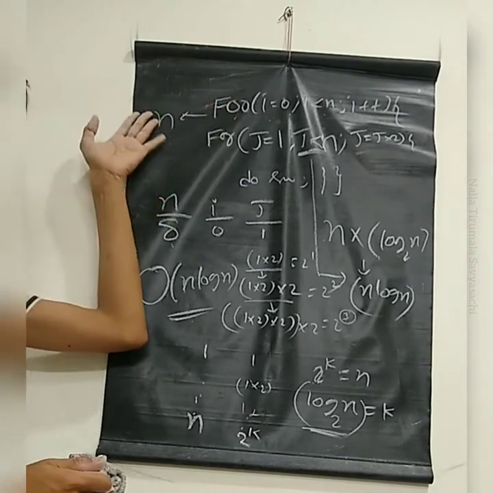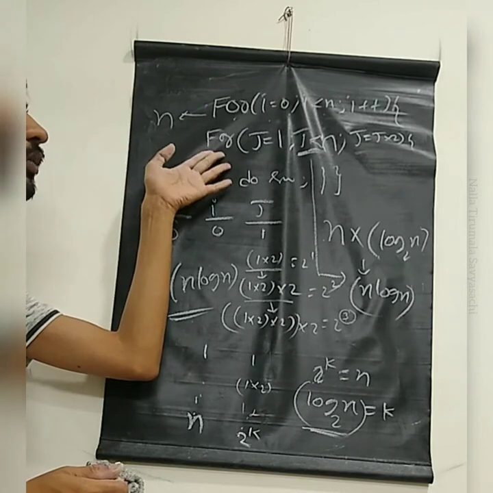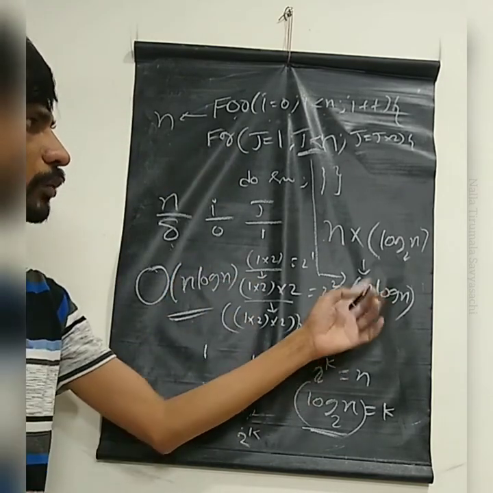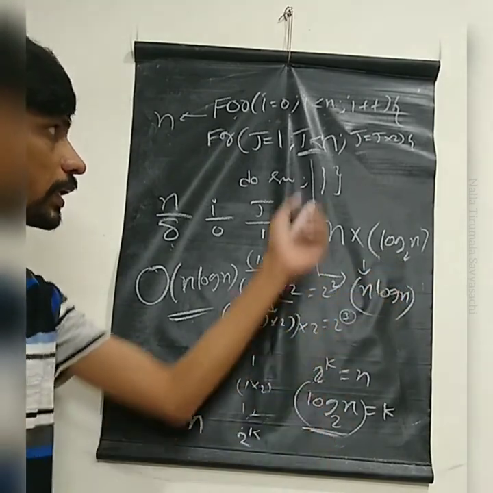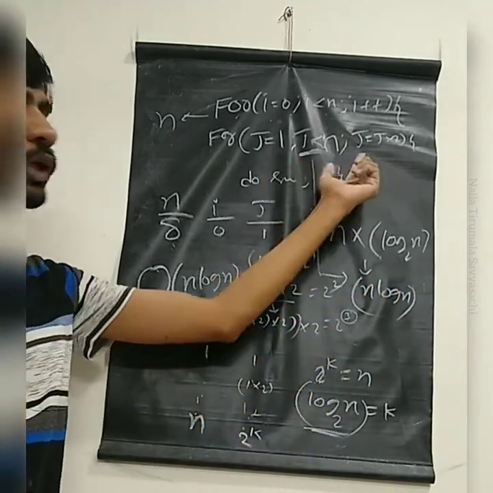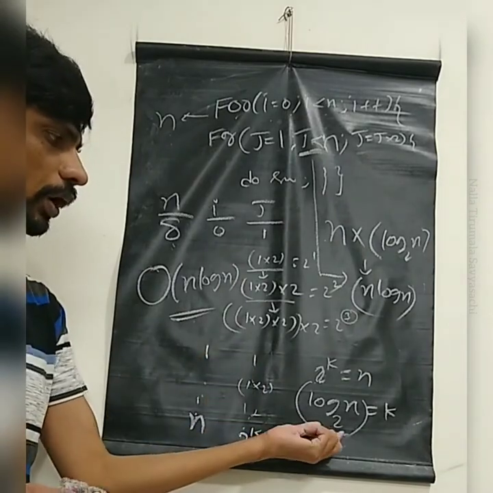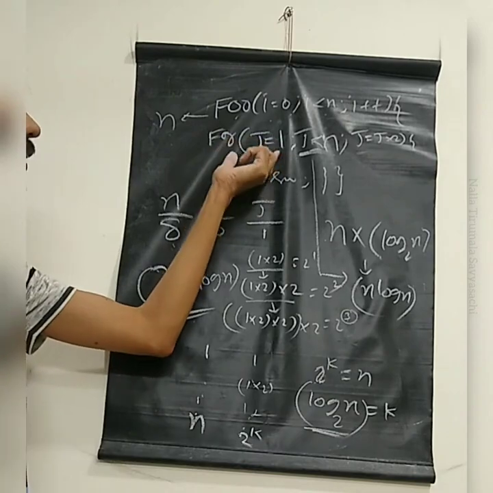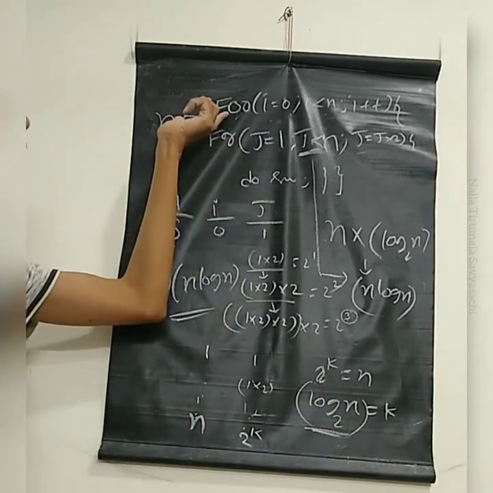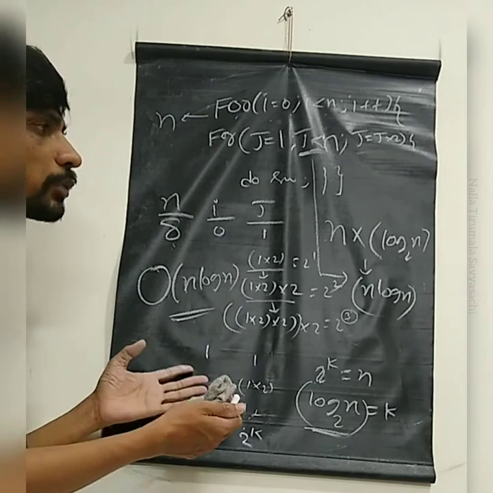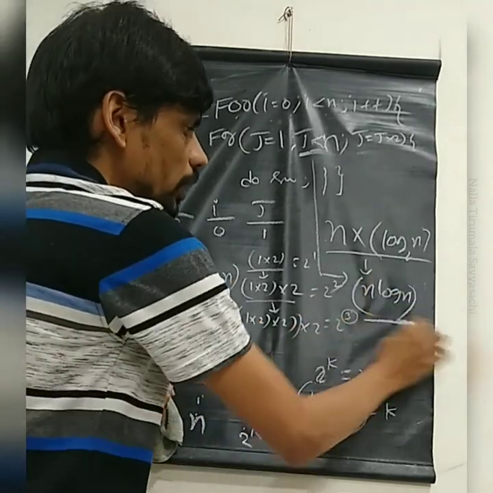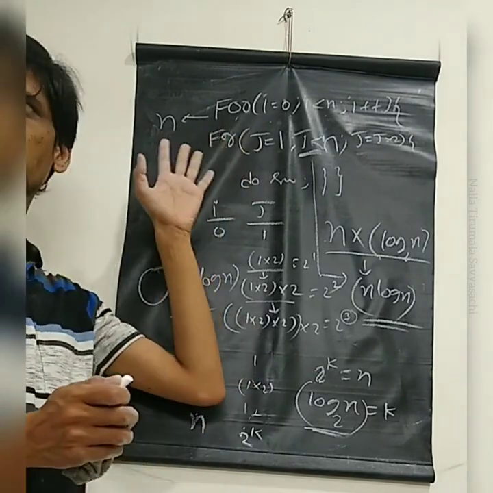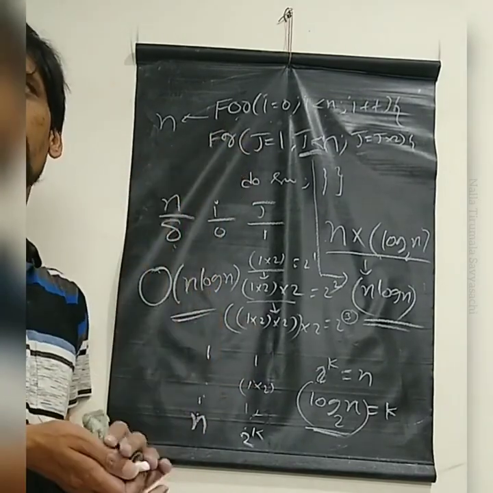My outer for loop complexity is n, but for my inner for loop, by seeing this pattern, we came to know this for loop can repeat up to log n times. So my inner loop is log n times and my outer loop is n times. We multiply both and end up with n log n. So what is my complexity of this program? For loop, n log n, right?